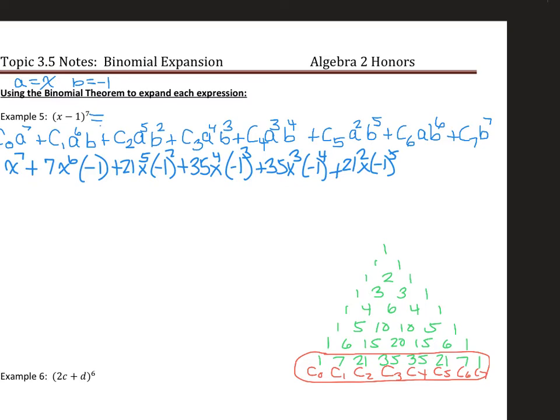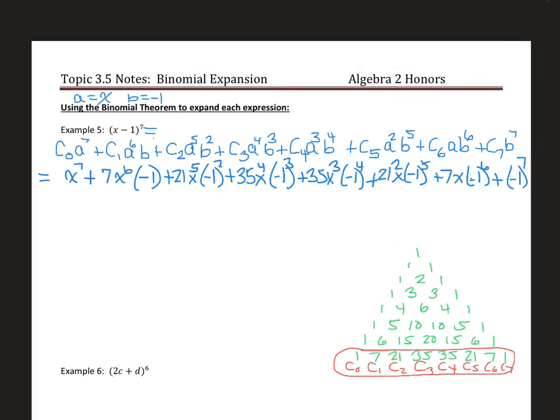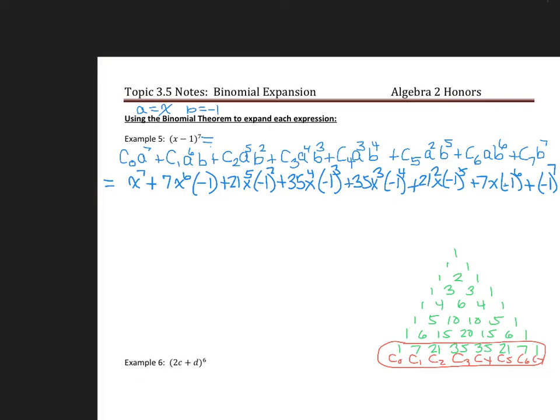C sub 6 is 7. This is a negative 1. And C sub 7 is 1. And our last term is negative 1 to the 7th power. And now the only thing we have to do to find the expansion of this binomial is just simplify.